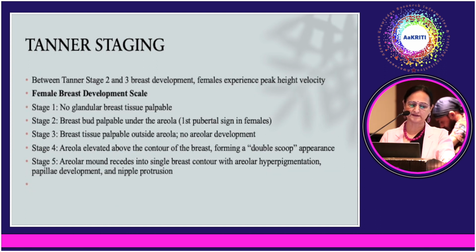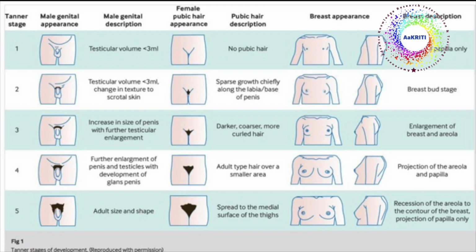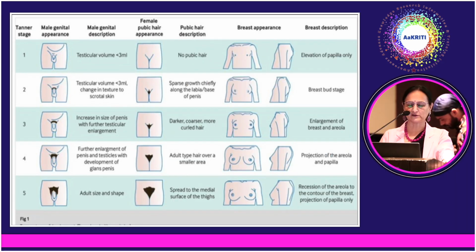Now, how do we take this scale: stage 1, no glandular breast tissue. Stage 2, breast bud palpable under the areola. Stage 3, breast tissue palpable outside the areola and no areolar development. We can see in this diagram much more clearly the elevation, the breast bud stage, then enlargement of the breast and areola, and projection of the areola and papilla, and recession of the areola to the contour of the breast and projection of the papilla only. This is in relation with other sexual characters like pubic hair description and happens both in male and female.